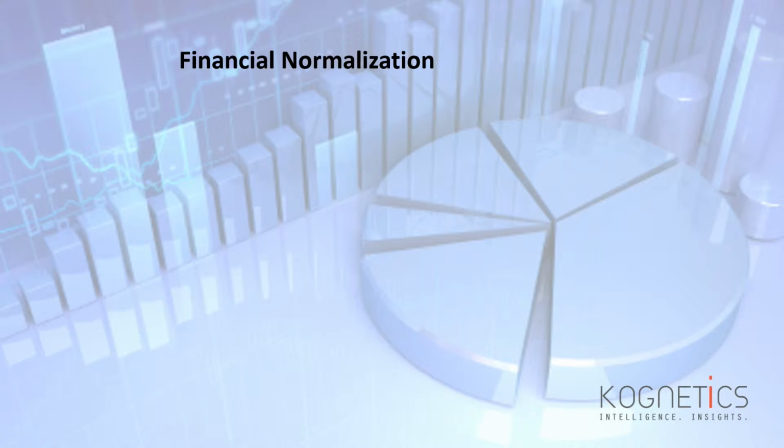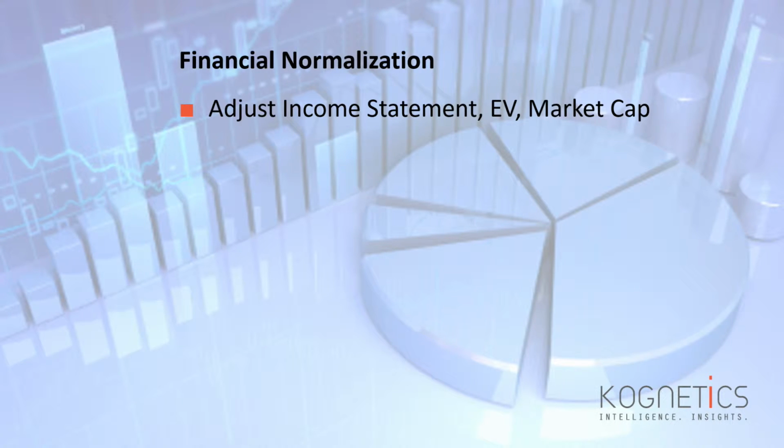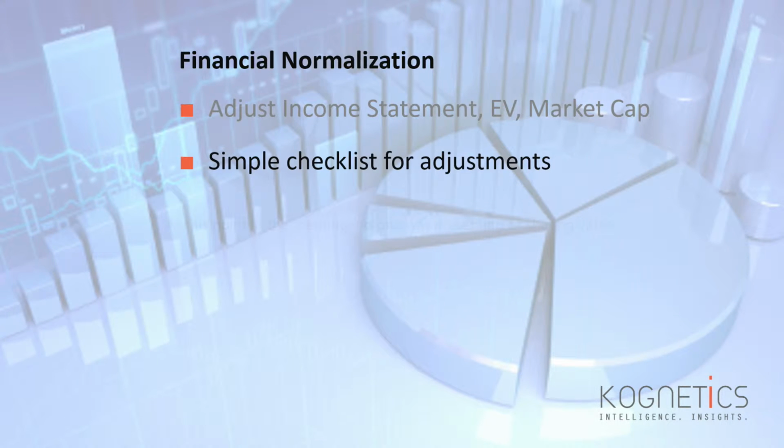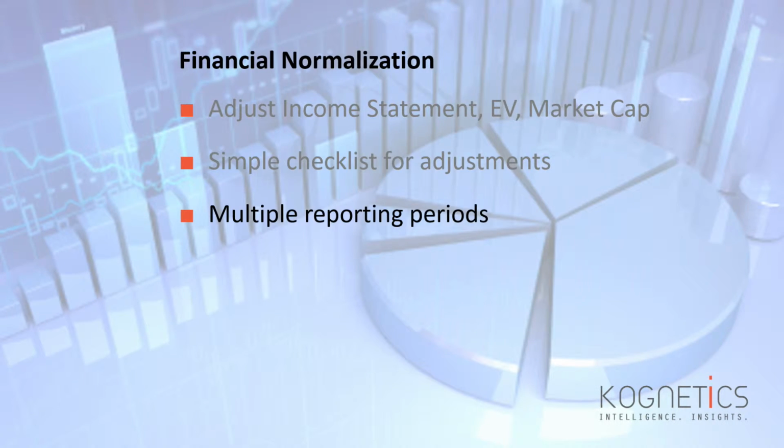Kognetics enables analysts to make adjustments to the income statement, enterprise value, and market cap by presenting all the potential adjustments in one place, creating a simple checklist. Analysts control what adjustments are made. Normalization can be completed across multiple reporting periods, including the 5 most recent.